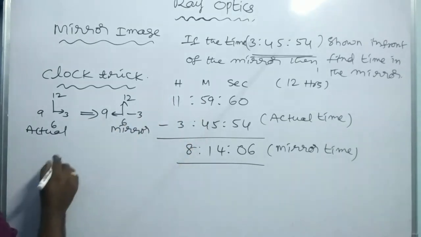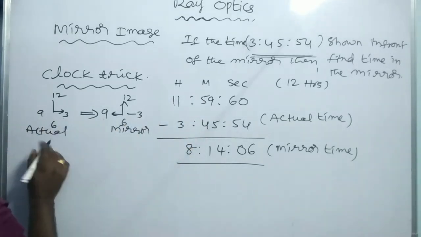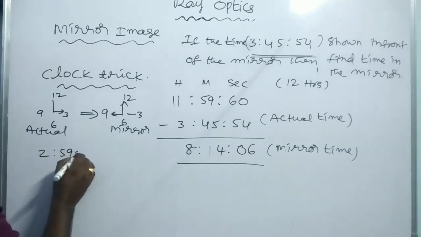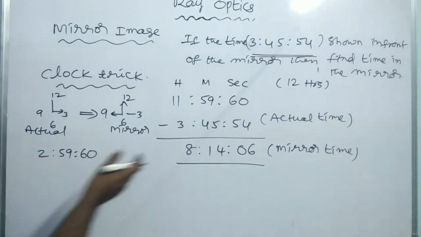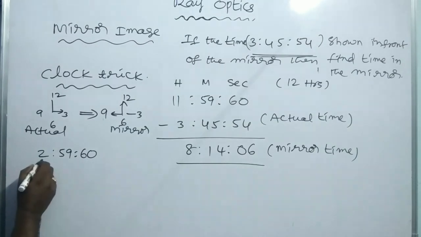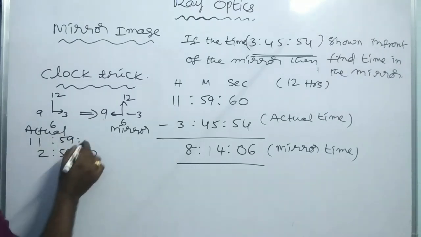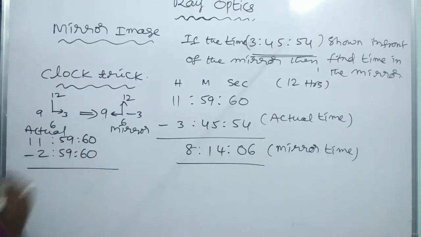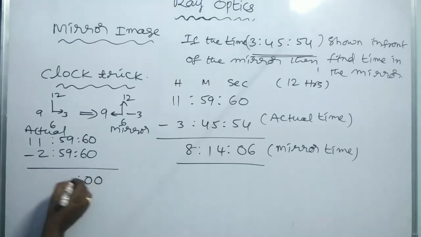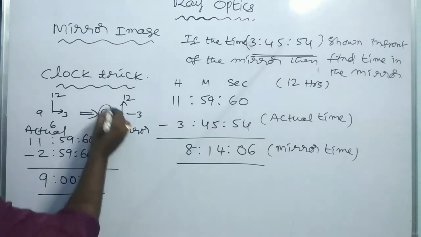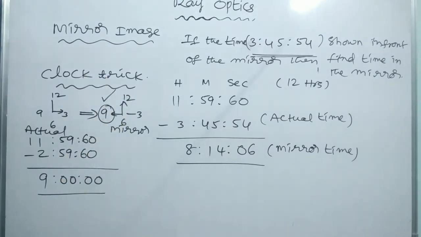by this method. Here, 3 o'clock will be converted as 2 hours, 59 minutes, 60 seconds. Now, already you know that the 12 hours, which we subtract from, is 11 hours, 59 minutes and 60 seconds. Now we subtract: 11 minus 2 is 9. It will be 9 o'clock. Clear? So this is the method to find the mirror image of the clock.